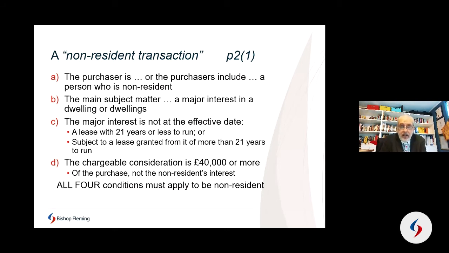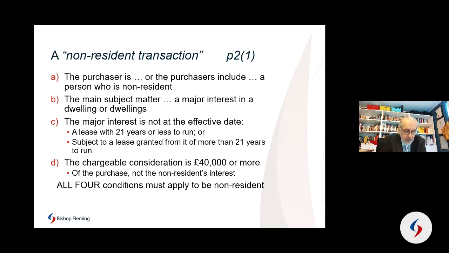So you're not going to find that every assured short-hold tenancy is caught by these rules because they're by definition short leases, much less than 21 years. But nor will this be caught if you're buying a property subject to a lease with a tenant in situ with more than 21 years to run on their lease. So if you're paying a premium for a property with a tenant in situ, if the lease has got more than 20 years to go, then even if the purchaser is non-resident, it's not within these rules.